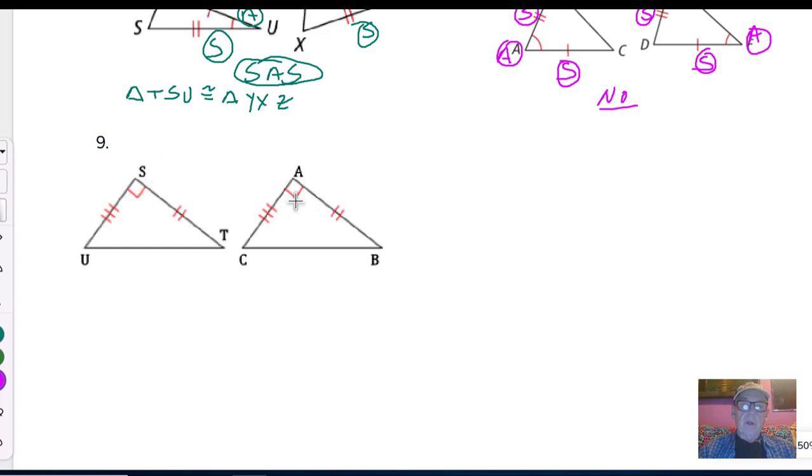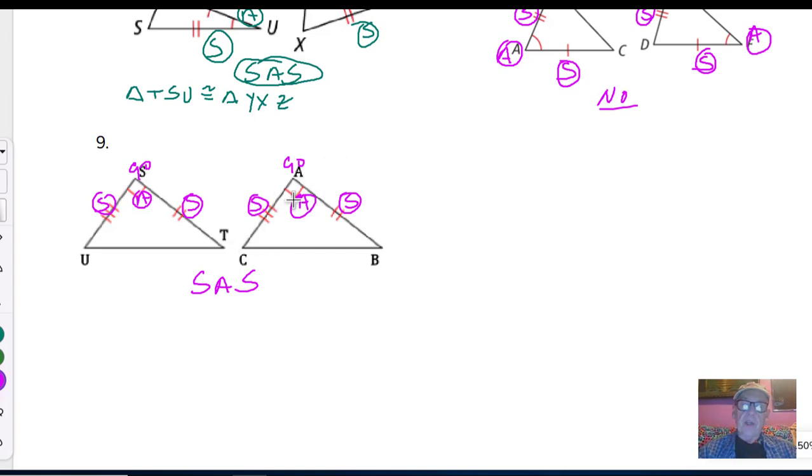Okay, here we have two right triangles. 90-degree angles are congruent to each other. That gives us an A. This single marked side or double marked side goes with the other double marked side. Triple marked side with a triple marked side. This gives us an SAS pattern between the two triangles. So these two triangles are congruent by SAS.